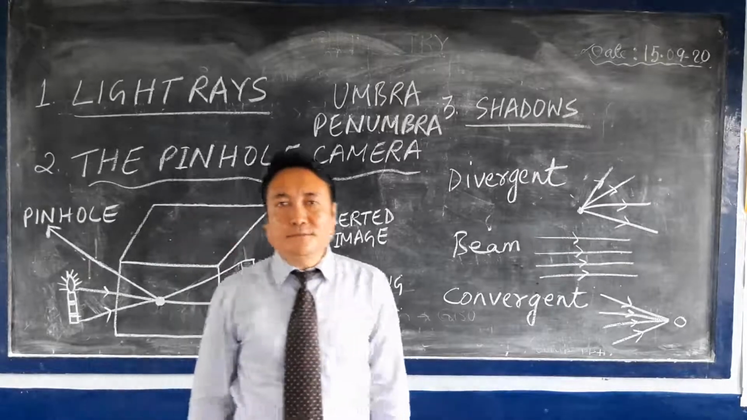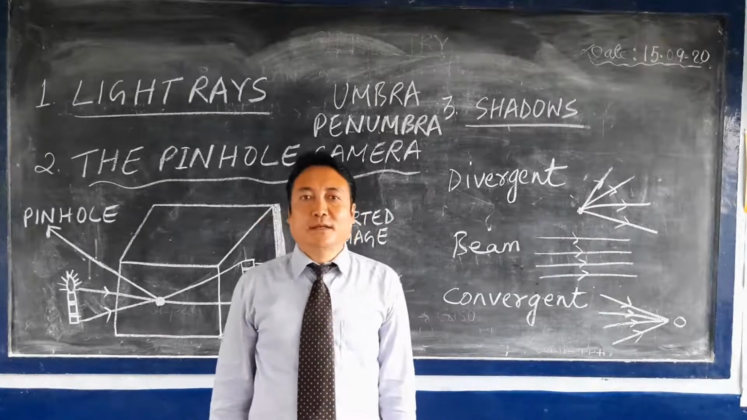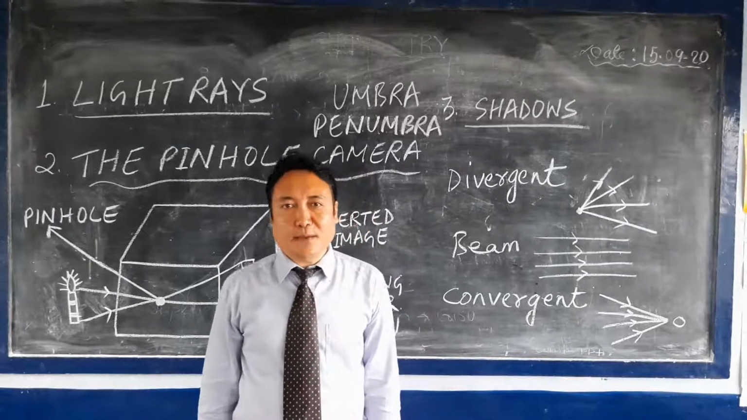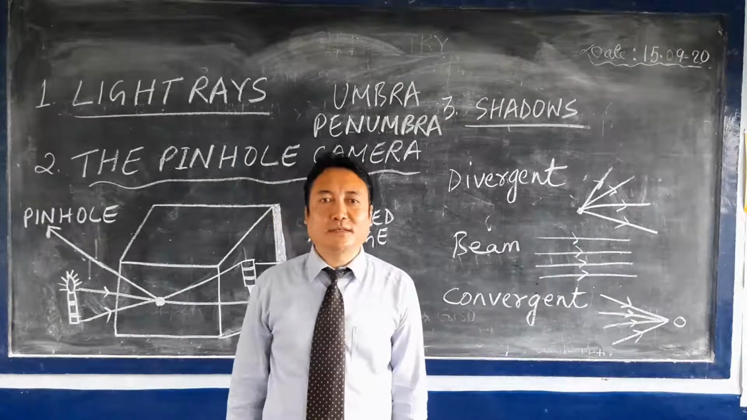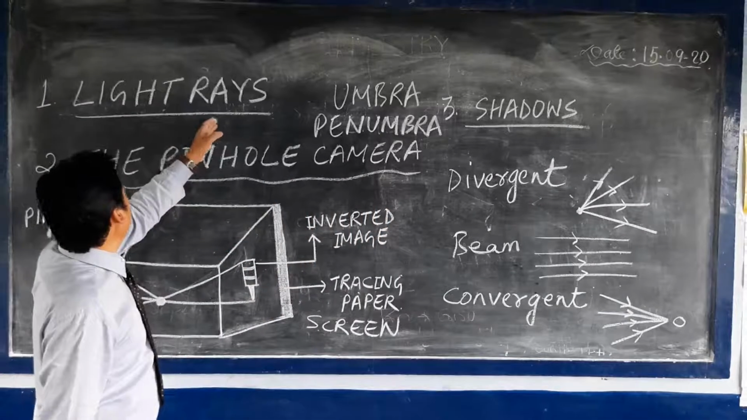Good morning, dear children. Today we will discuss the three things in the chapter Light. Number one is the light rays. Second one is the pinhole camera, and third one is shadow. Now let us discuss the first one, that is light rays.